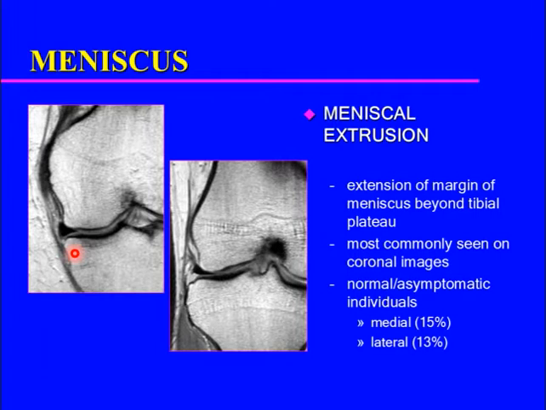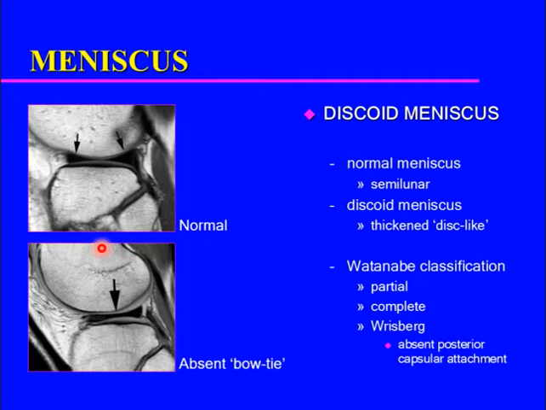Of course, it's much more easily seen on the coronal images, and it's asymptomatic: 15% in the medial meniscus and 13% in the lateral meniscus. This is called meniscal extrusion. Keep it in mind. It's a normal variant. I'm sure when you know it, you'll see it a lot. We see it every day, but if we don't take care, we just skip it. We don't know that this is a normal variant.